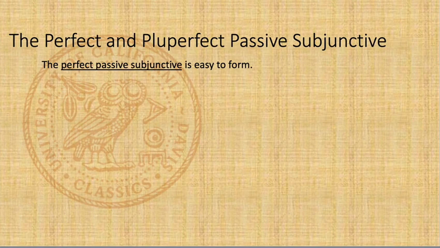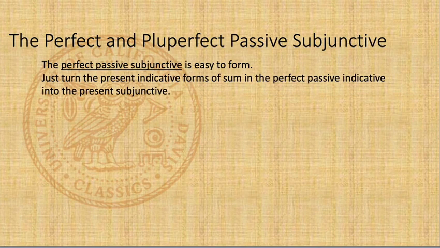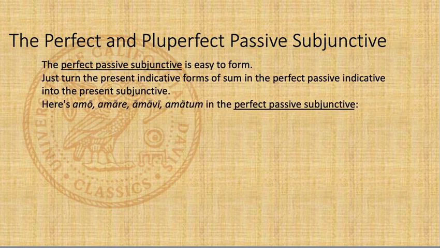The perfect passive subjunctive is easy to form. Just turn the present indicative forms of sum, that is, sum, es, est, sumus, estis, sunt, in the perfect passive indicative forms we just did, into the present subjunctive, that is, sim, sis, sit, simus, sitis, sint. Here's amo, amare, amavi, amatum in the perfect passive subjunctive.